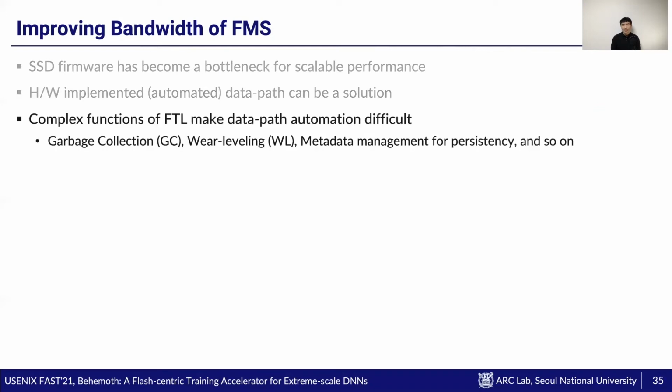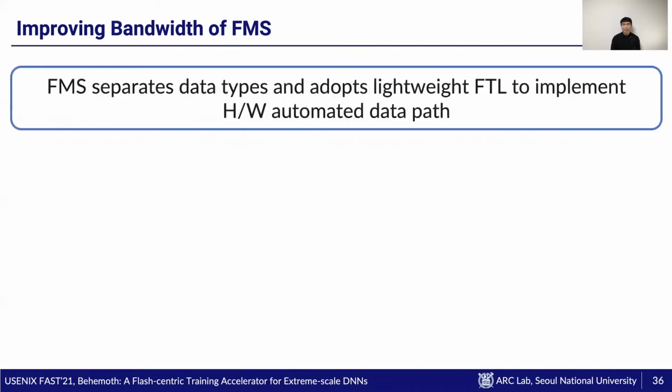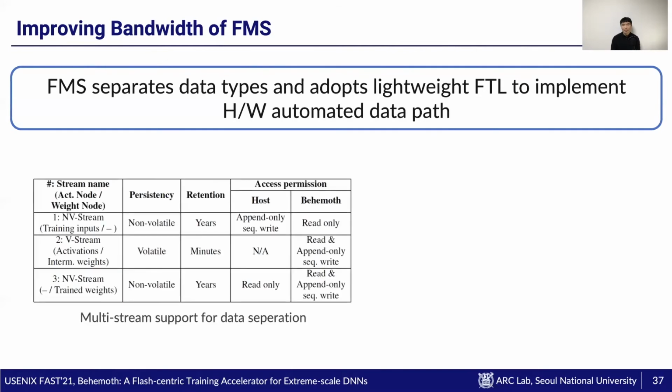However, the complex functions of the FTL make it difficult to adopt specialized hardware-based data paths, such as garbage collection, wear-leveling, and persistency support. Therefore, we've simplified the FTL functions by adopting the multi-stream feature and making writes sequential. FMS supports 3 different streams according to data type for DNN training. Notably, we focus on managing the volatile stream, or V-stream, which stores intermediate tensors generated during the training iteration, like activations.